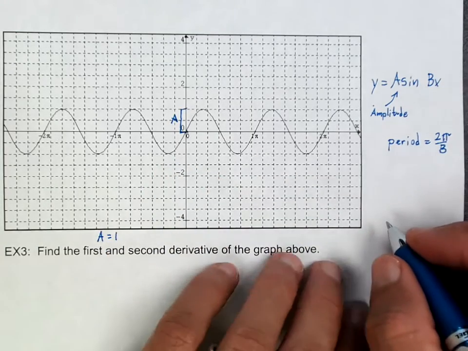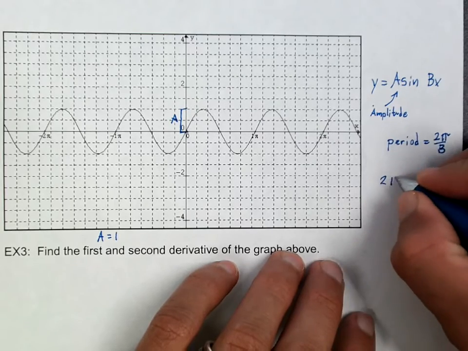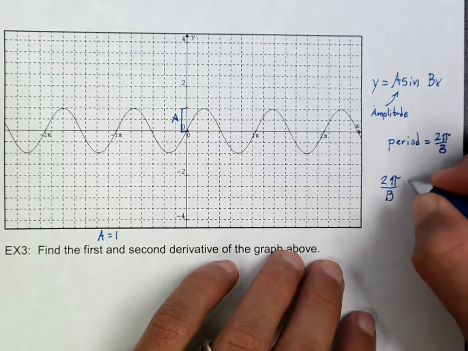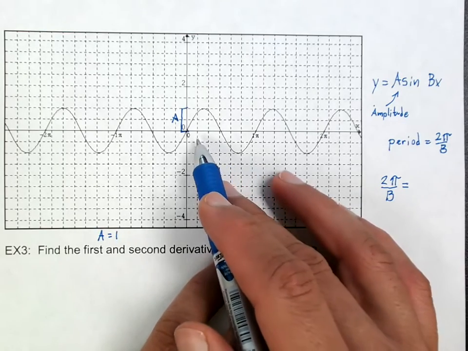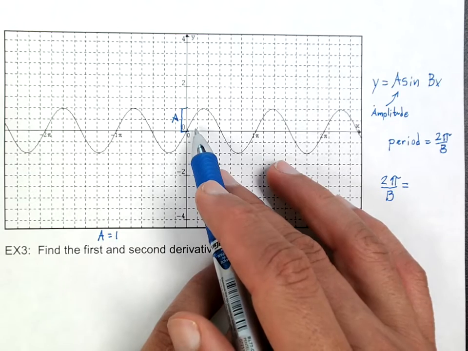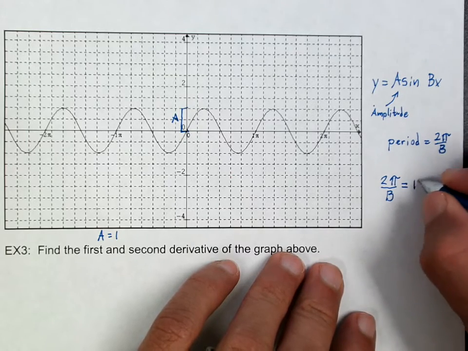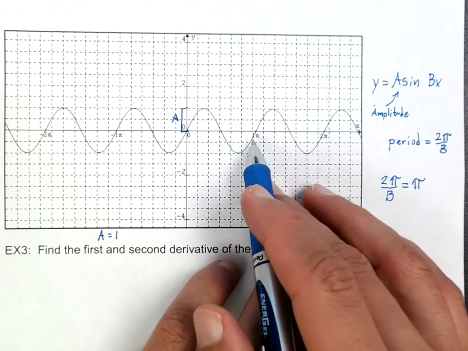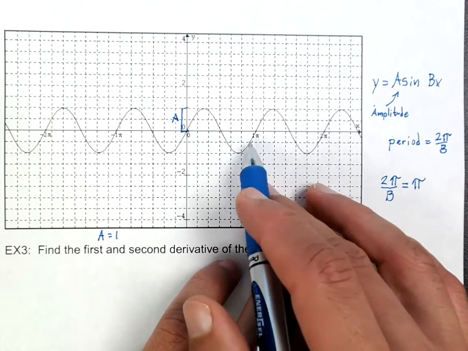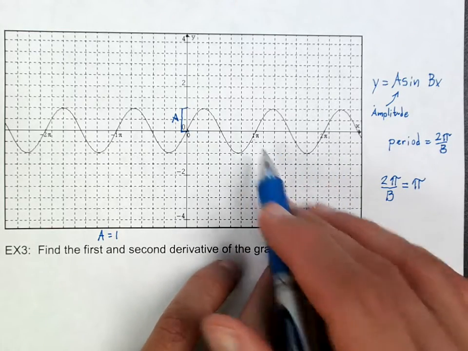And then the next part, to figure out the period, I'm going to have 2 pi over b. Wait, hold on. I notice that the period here, the period is pi. That kind of looks like 2 pi, but this is actually 1 pi right here, and that's 2 pi right there. So the period is pi, and now I'm going to solve for b.